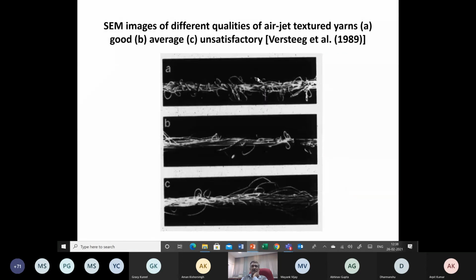This is the yarn with very good appearance, and this is the average appearance. This is unsatisfactory, the loops are not uniform. You have a small loop, then no loop, then big loops, which is not desirable. Here you see more or less uniform loops and a regular pattern.